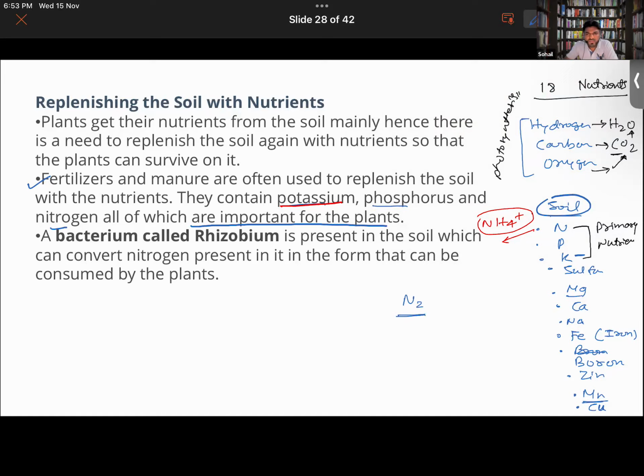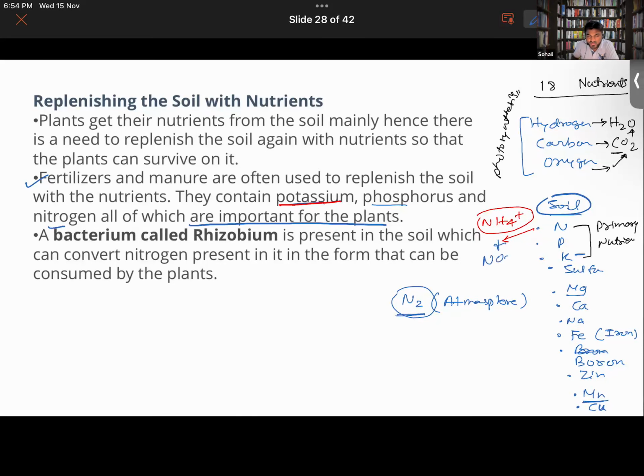Look, what I'm trying to explain to you here is that this N2 here is atmospheric nitrogen. Nitrogen exists in this form in the atmosphere, right? But the plant will be absorbing nitrogen only if it is in the form of NH4 plus, or if it is in the form of NO3.